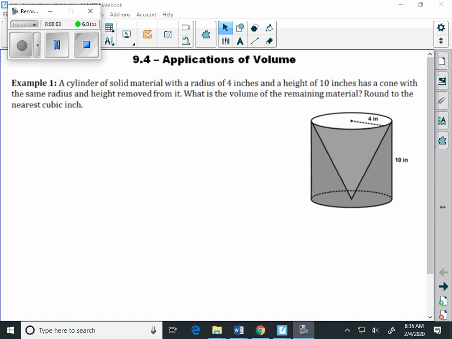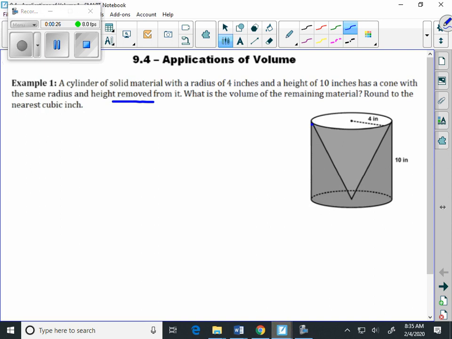Indications of volume. In the first example, a cylinder of solid material with a radius of 4 inches and a height of 10 inches has a cone with the same radius and height removed from it. So the key word in this is removed. What is the volume of the remaining material, rounded to the nearest cubic inch?